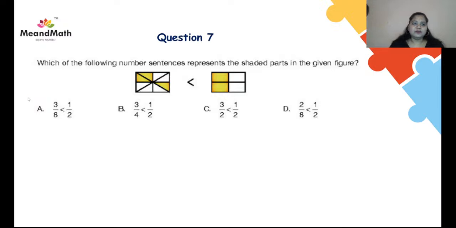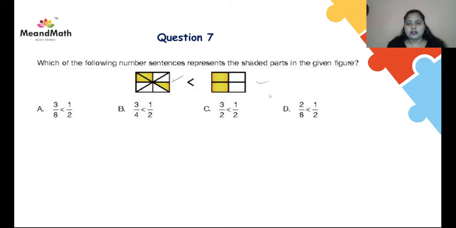Okay. So now the next question, question 7. Which of the following number sentences represents the shaded parts in the given figure? Now, you can see there is one figure here in which there are 3 shaded parts. Here again another figure is there. Now we have to find the fraction of this figure and then the fraction of this figure.